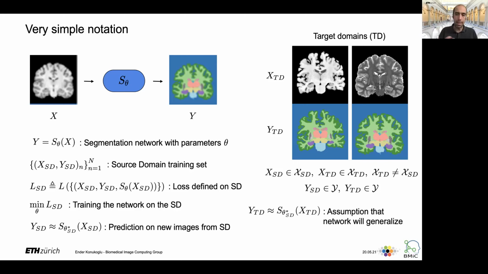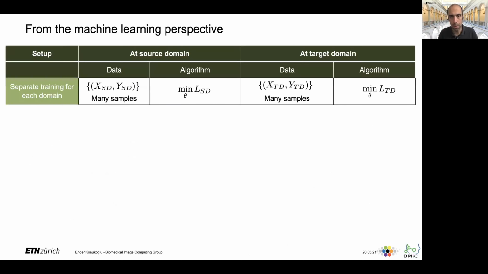Now, mathematically, the assumption that neural networks will generalize says that if I take the network trained on the source domain but feed in an image coming from a target domain, the output should be a good segmentation map. And that's the thing that fails. Okay. Now, what are the possible scenarios, and how can I actually address this?